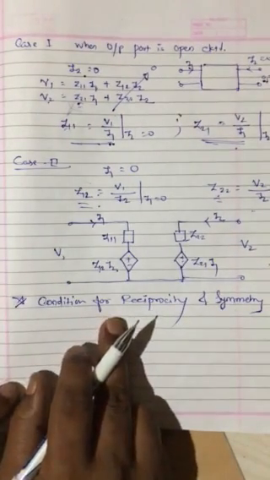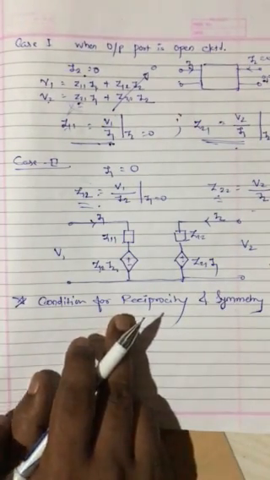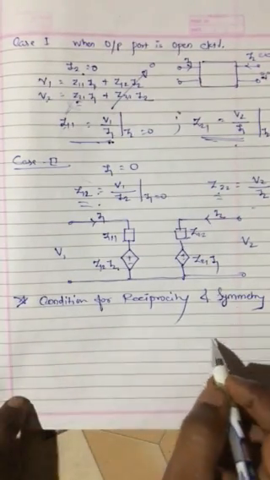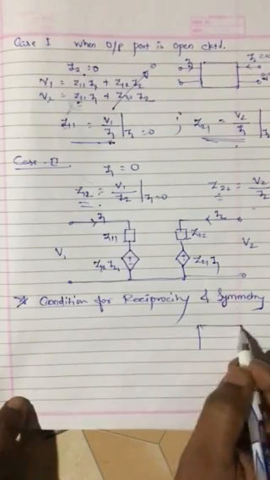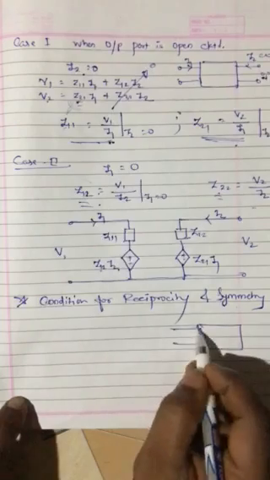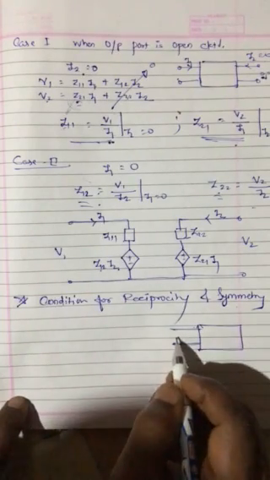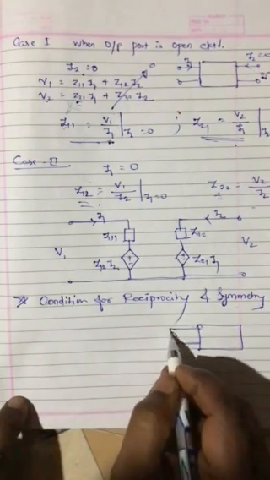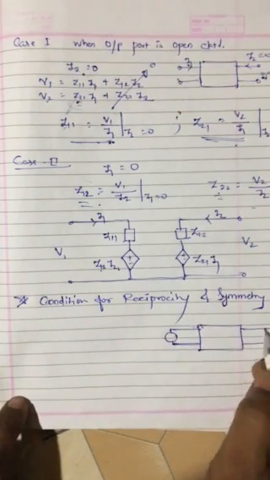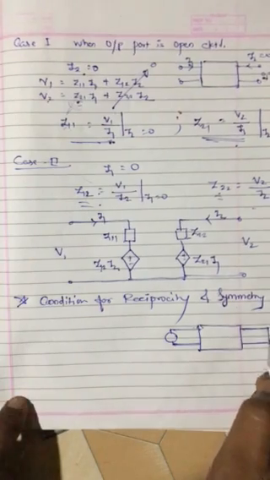Almost in every university examination we get a question of 5 to 7 marks. Okay, so here we can see that if this is a network, then what we will do, first we will apply a source voltage at one port and another port we will short circuit. See, this is the important point.